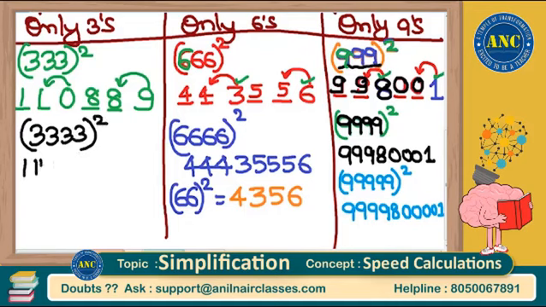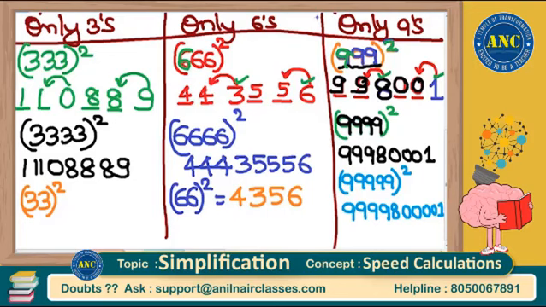Suppose I have to find 3333 whole square. Answer will be 11108889. We discussed how to find the squares of numbers from 26 to 35. Suppose in that case I have 33 square. If I use that method we discussed there, the difference between 33 and 25 is how much, sir? It is 8.